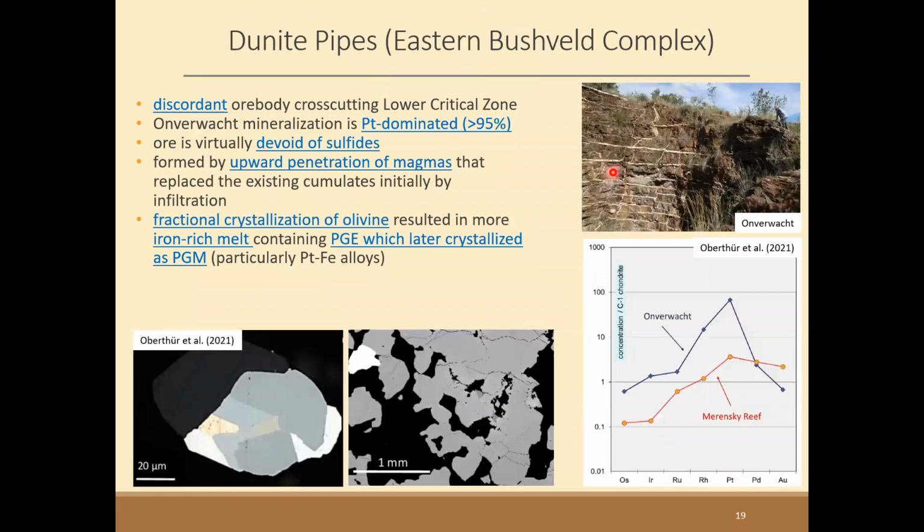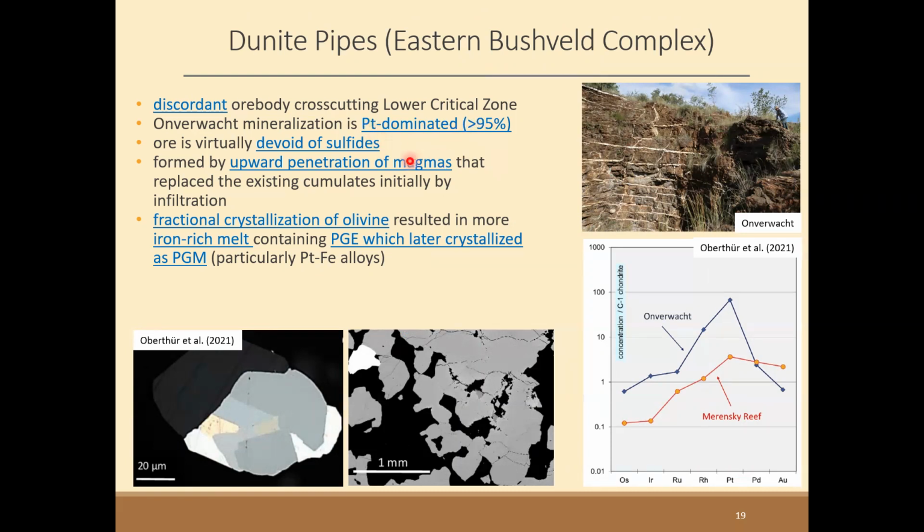On this last slide, I would just like to talk about a very specific occurrence in the Eastern Bushveld, where we have these dunitic pipes. There's, for instance, this one here in the Onverwacht, so very interesting shape, and also very interesting PGE mineralogy. So these are typically very platinum dominated.